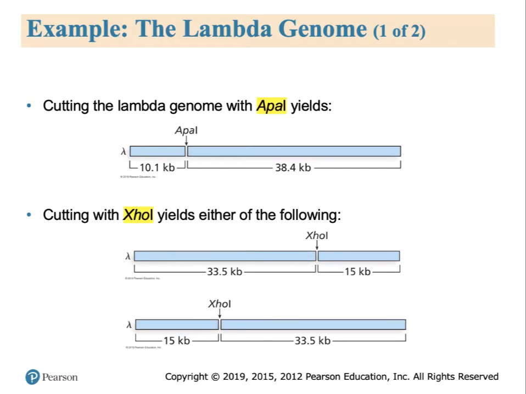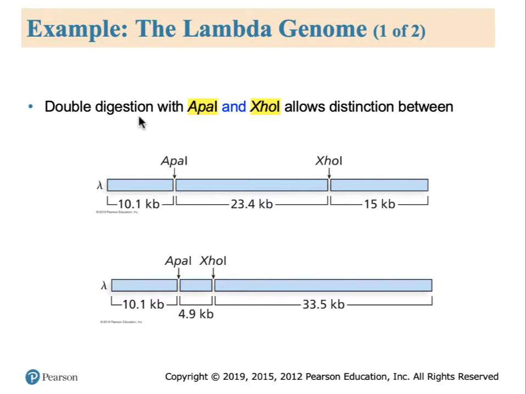And the answer to that is obtained by doing a double digest, where you add the 2 enzymes to the same reaction mixture and you allow the reaction to proceed. Now, if ApaI cuts on one side and ZO1 cuts on the other, then you will get 3 fragments, 15, 10, and about 23,000. If both enzymes cut near the same end, then you get a different set of fragments, with the smaller fragment being 5,000 bases, and then 10, and then a 33. So by combining different restriction enzymes together, you can generate maps.